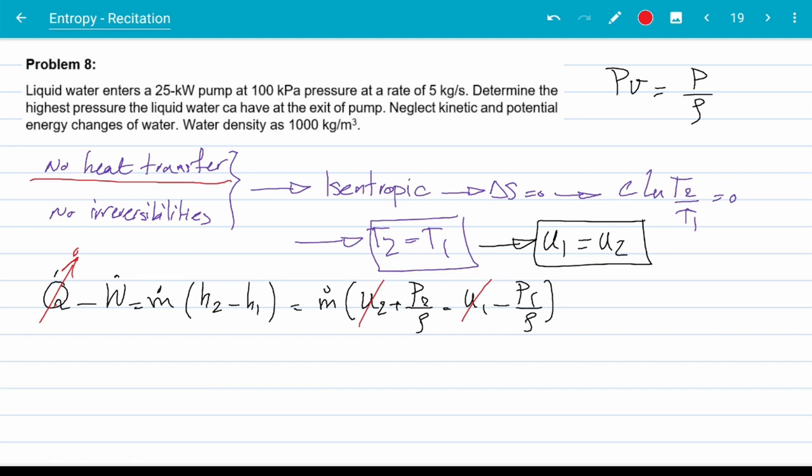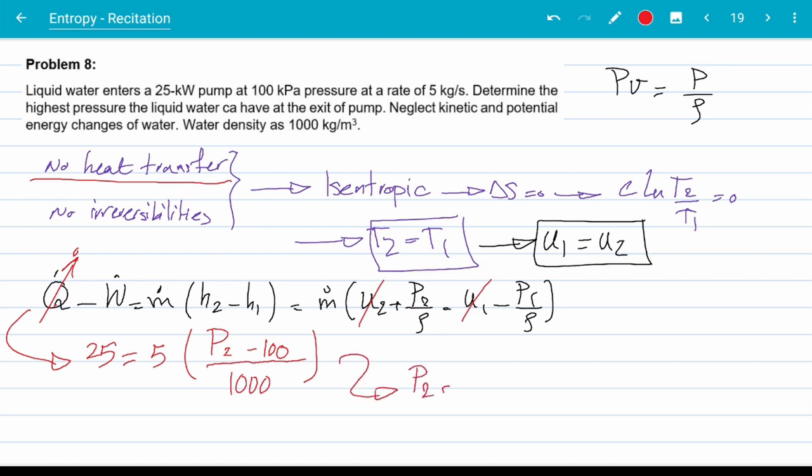Now we know that the pump is consuming 25 kilowatts of power. So this equation is reduced to 25 is equal to M dot is 5 kilograms per second. Density of water, the problem says you can take it as 1,000. P2, we do not know, minus P1, 100 kilopascals. Doing the math, you get P2 is 5,100 kilopascals.